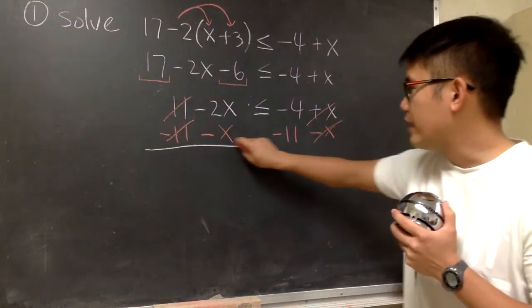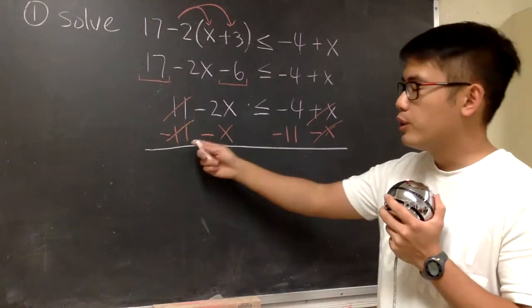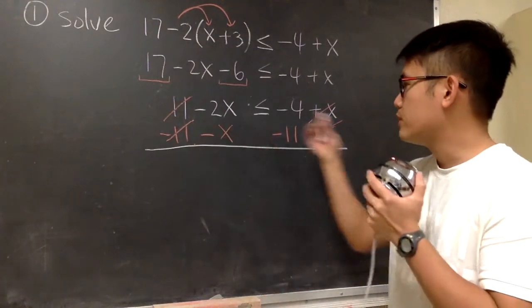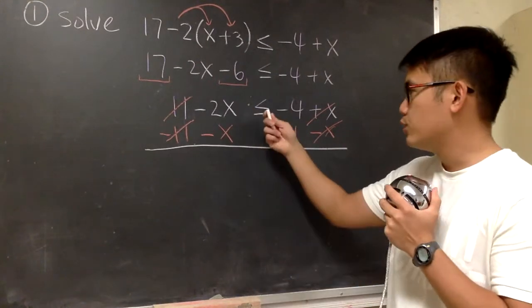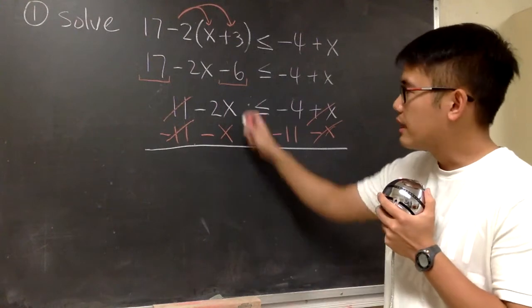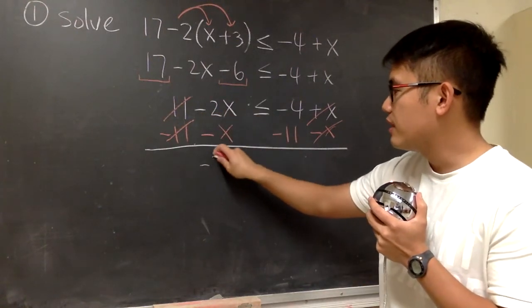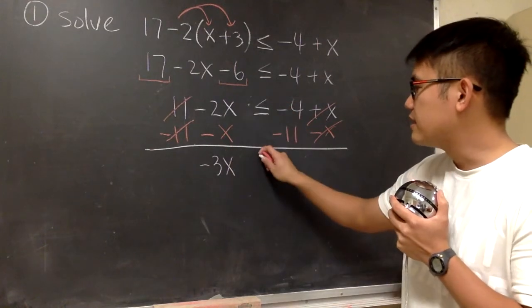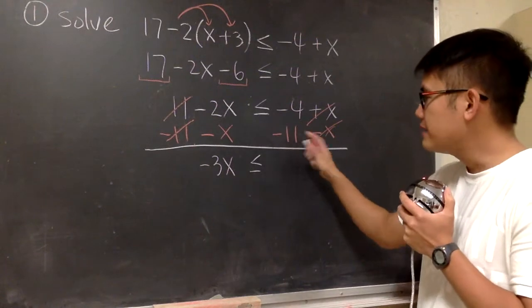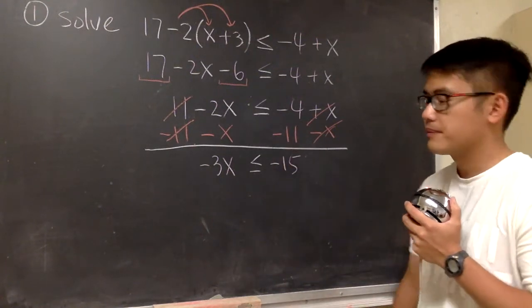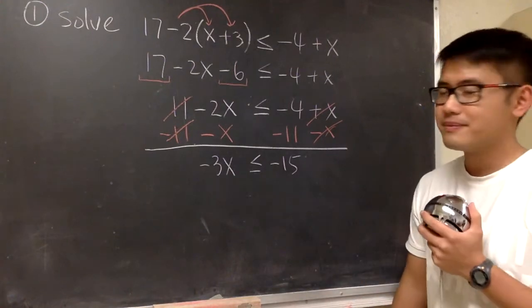And let's see what we have right here. Be sure you see, all we are doing here are just subtractions accordingly, with the number and the x like this. We do not need to switch the inequality symbol. Let's work this out first. Negative 2x minus x gives us negative 3x, and this stays the same, less than or equal to negative 4 minus 11, that's negative 15. So far, so good. So far, it's just the same as solving equations.